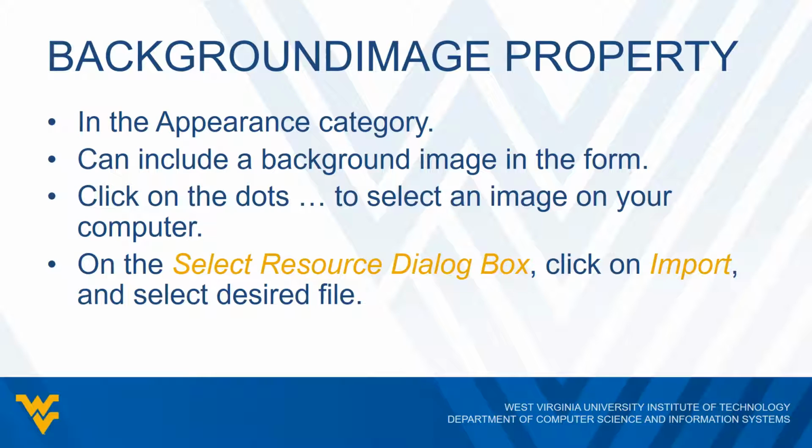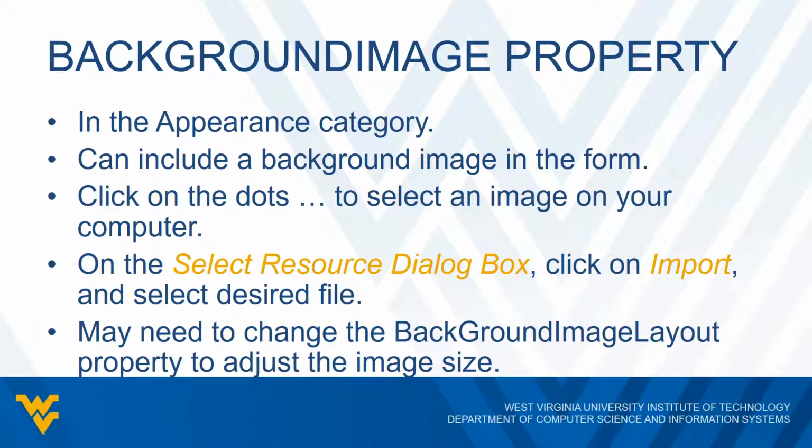You can just go to wherever your file is, select it, and then you would import the image into Visual Studio, and then you should see the image as a background image in your form. Now I should mention that you may need to change the background image layout property. That way you can actually stretch it to see the full image. If it's a really large image, you may just see a portion of it covering the entire thing. So you may need to adjust it in order to see the full image.